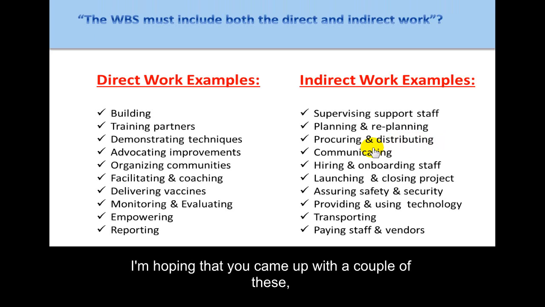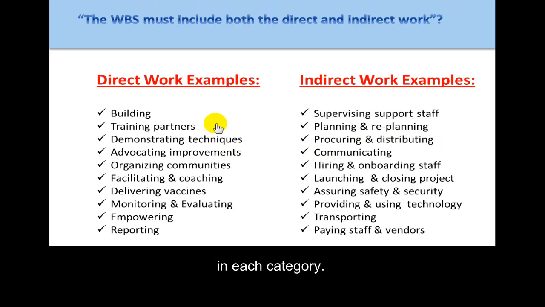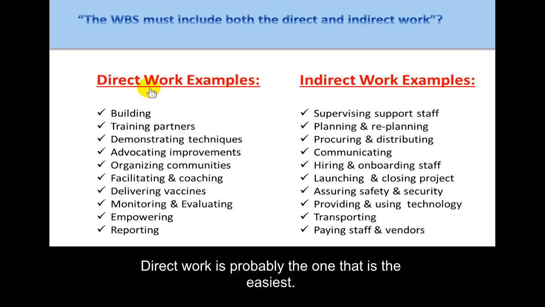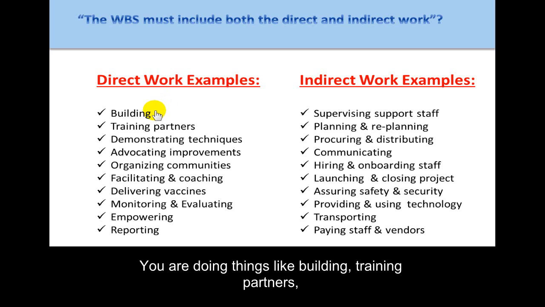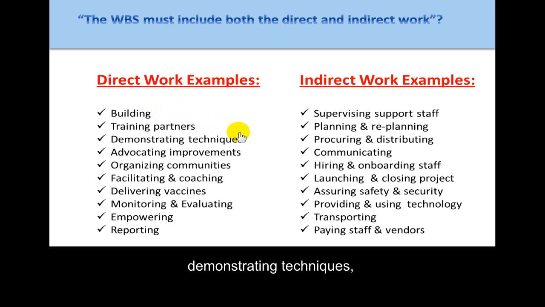I'm hoping that you came up with a couple of these or your own examples that are different from these in each category. These are some that I brainstormed. Direct work is probably the one that is the easiest. Those are the things that we actually do to produce the products and services. So you are doing things like building, training partners, demonstrating techniques, advocating improvements, organizing communities, facilitating and coaching, delivering vaccines, monitoring and evaluating, empowering, and reporting. There could be many more.